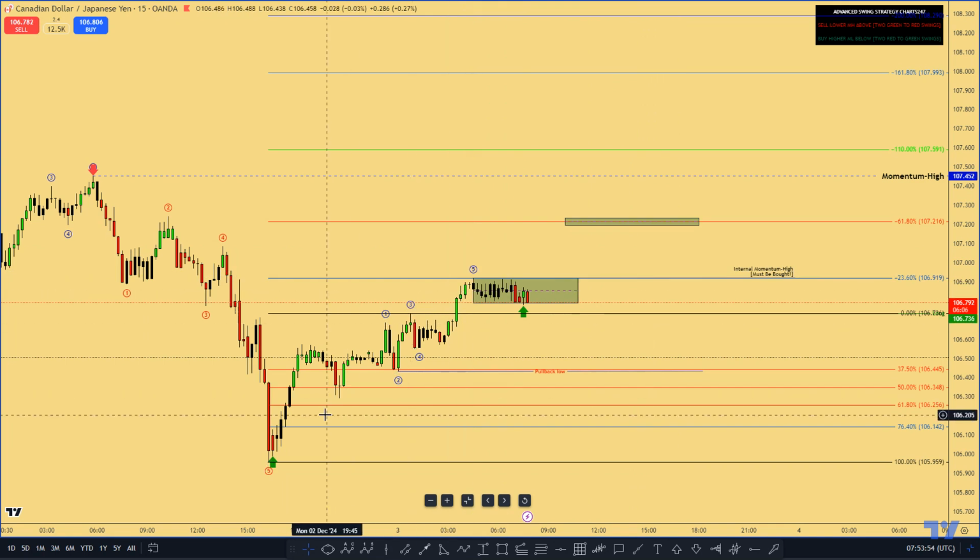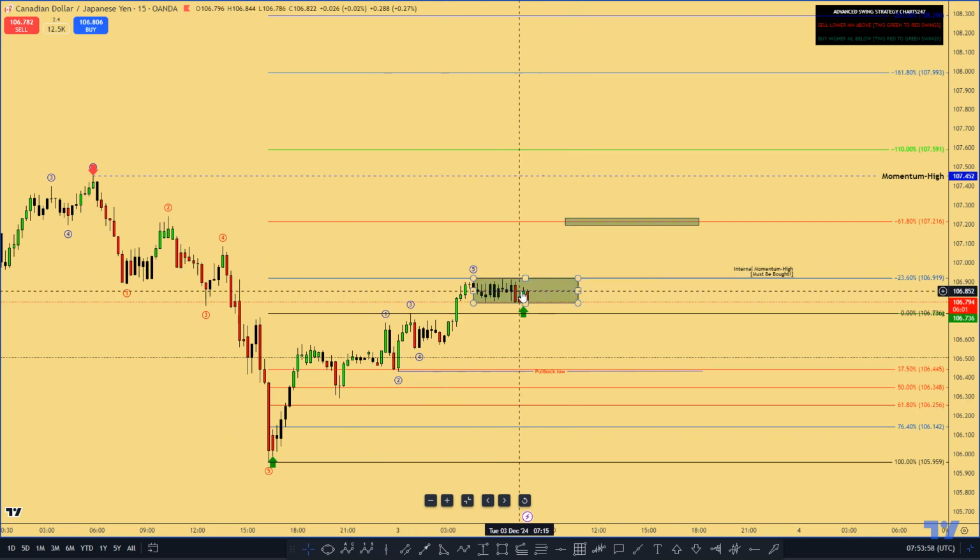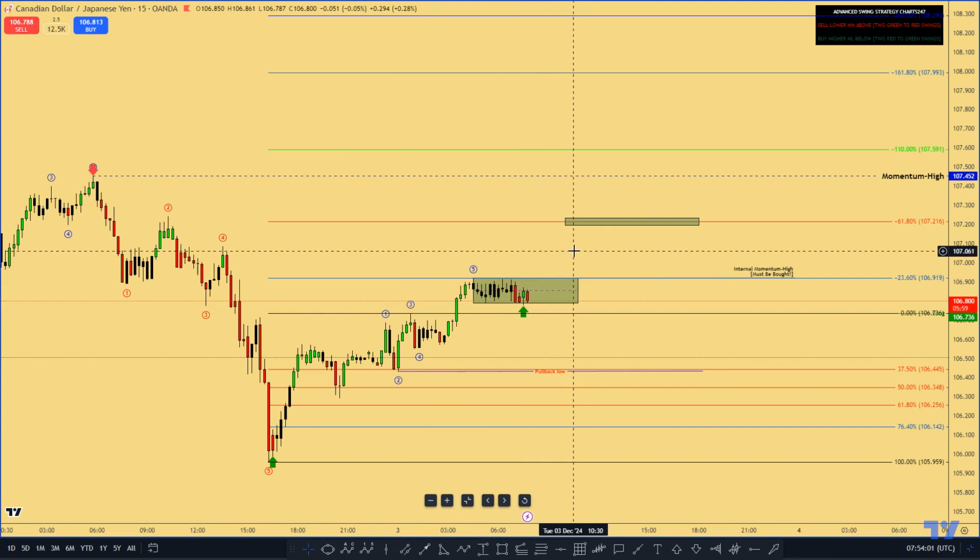If time permits me during the day, because I'm interested in taking this trade as well, I will be updating this trade as time goes on.